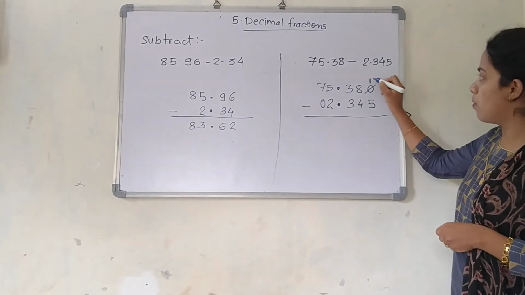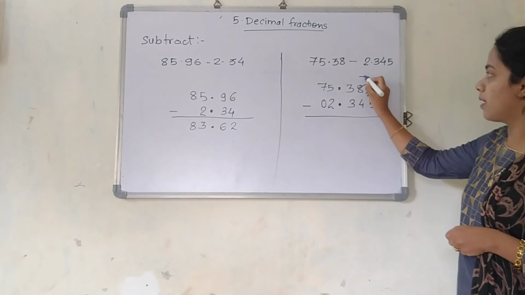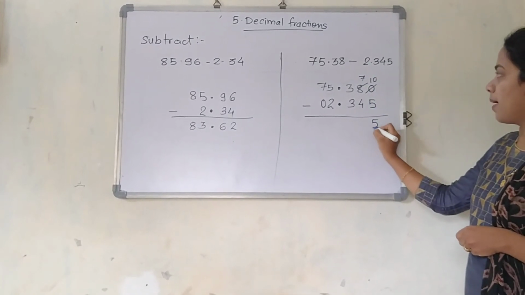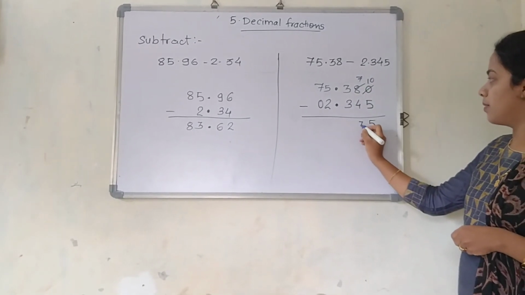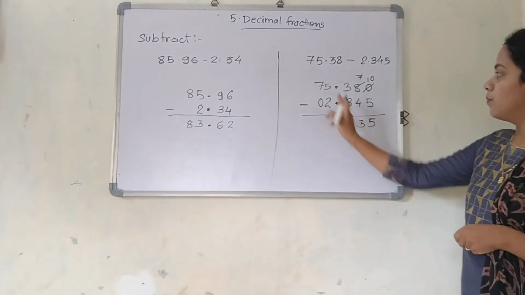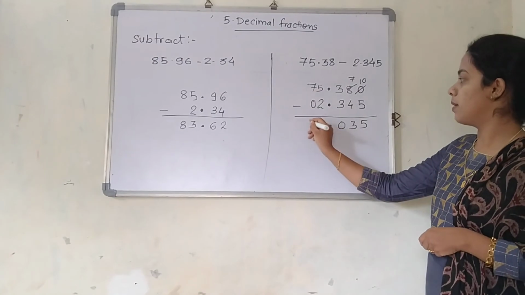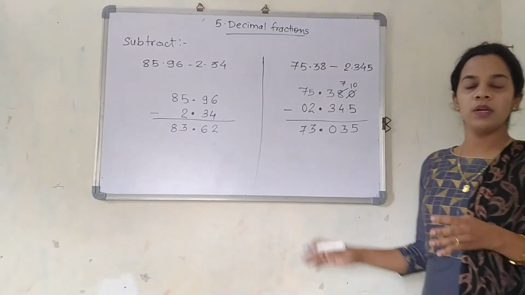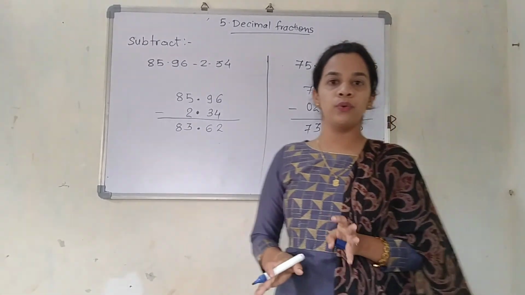0 minus 5 is not possible, so I will do this 10 and I will do this 7. 10 minus 5 is 5. 7 minus 4 is 3. 3 minus 3 is 0. Decimal, decimal, decimal. 5 minus 2 is 3 and 7 minus 0 is 7. So I hope the subtraction part is also okay for you to understand.